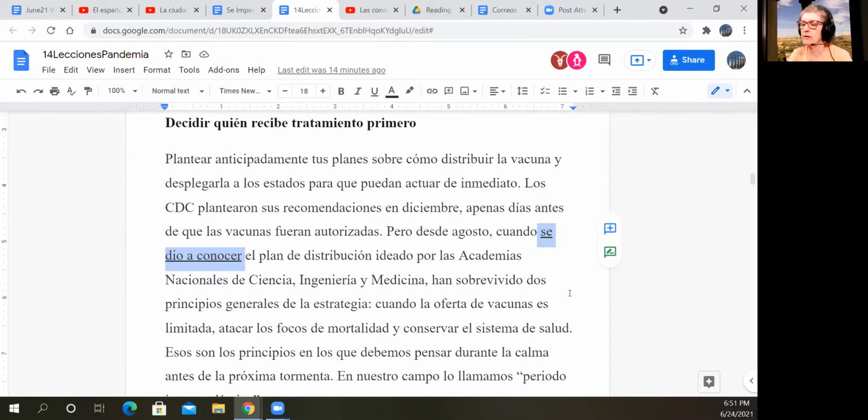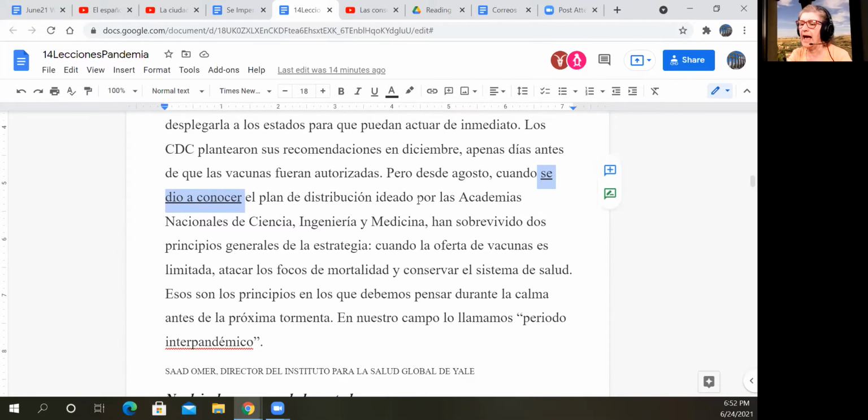El plan de distribución, ideado, meaning it came up as an idea that they're putting it down on paper now, see. Han sobrevivido dos principios generales. Cuando la oferta de vacunas es limitada, atacar los focos de mortalidad y conservar el sistema de salud.